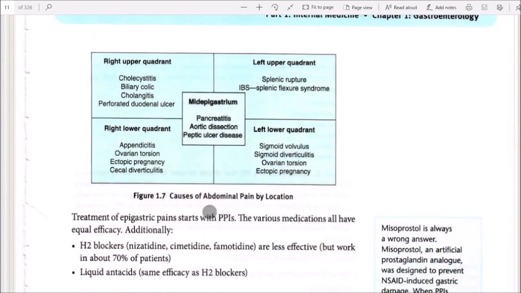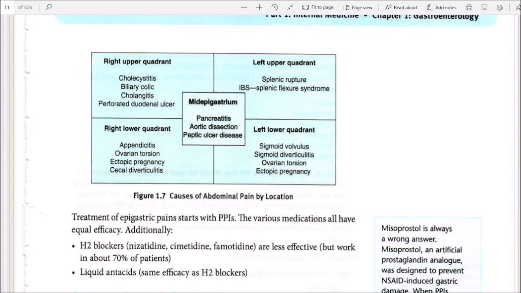Now figure 1.7, causes of abdominal pain by location. Right upper quadrant: cholecystitis, biliary colic, cholangitis, and peptic ulcer, because here there is the gallbladder and liver. Left upper quadrant has the spleen, so splenic rupture, IBS, and splenic flexure syndrome. Right lower quadrant is the appendix and ovaries, so appendicitis, ovarian torsion, ectopic pregnancy, and cecal diverticulitis. Left lower quadrant: sigmoid volvulus, sigmoid diverticulitis, ovarian torsion, and ectopic pregnancy. Middle epigastrium shows pancreatitis, aortic dissection, ulcer disease.